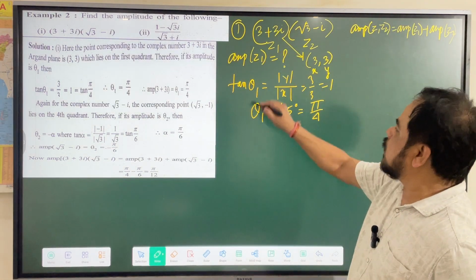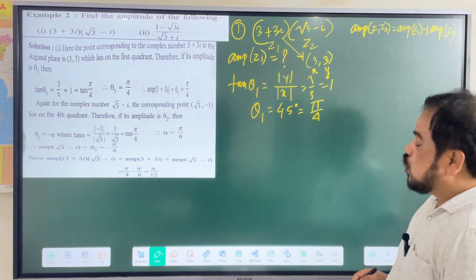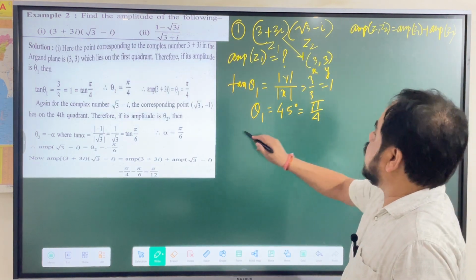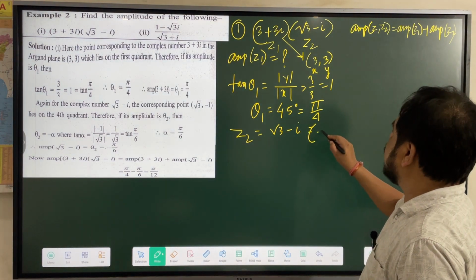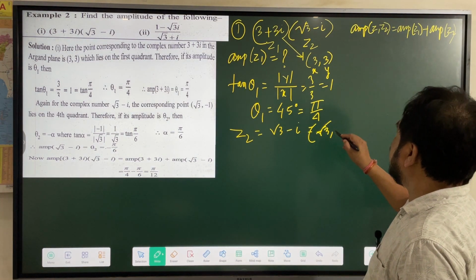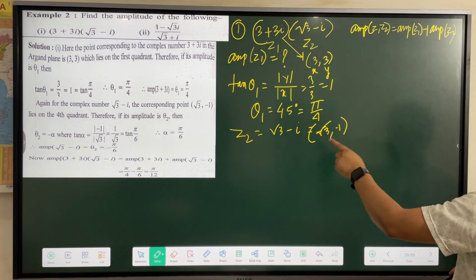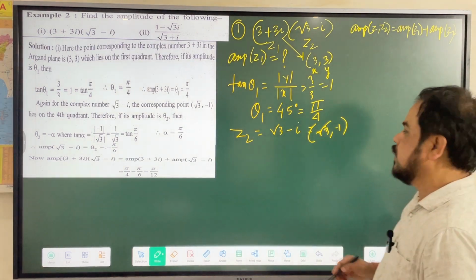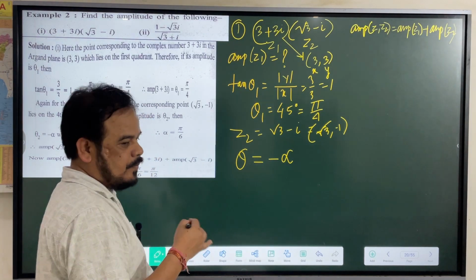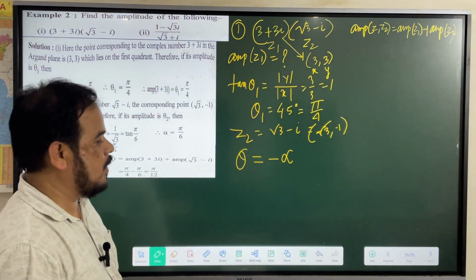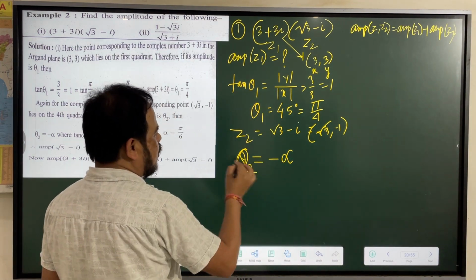So the amplitude of Z1 we have got is pi by 4. We will find out now theta 2. Theta 2 for Z2, root 3 minus I. Sorry, root 3 minus 1. Which quadrant? Second quadrant. In the second quadrant, what is the value of theta? Theta is equal to minus alpha. You remember? I already explained it in page number 8. It was explained. Theta is equal to minus alpha. So this is theta 1, this is theta 2.